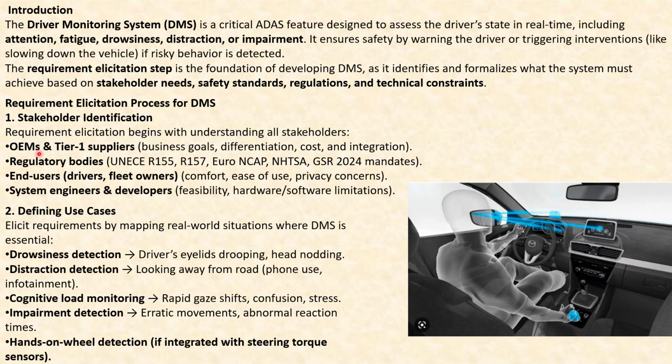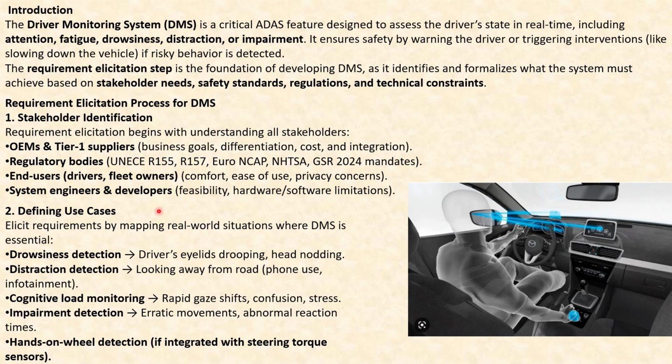The most important stakeholder, of course, is the OEM and the tier one supplier, and you have to identify the business goals, the differentiation, the cost, and integration. Then there are regulatory bodies like UNECE R515, R157, Euro NCAP, NHTSA, GSR 2024 mandates, and end users. End users means the drivers and the fleet owners. Sometimes even their input becomes an extremely important input. And of course, the development engineers, like system engineers and developers, who take care of the feasibility, the hardware and software limitations.